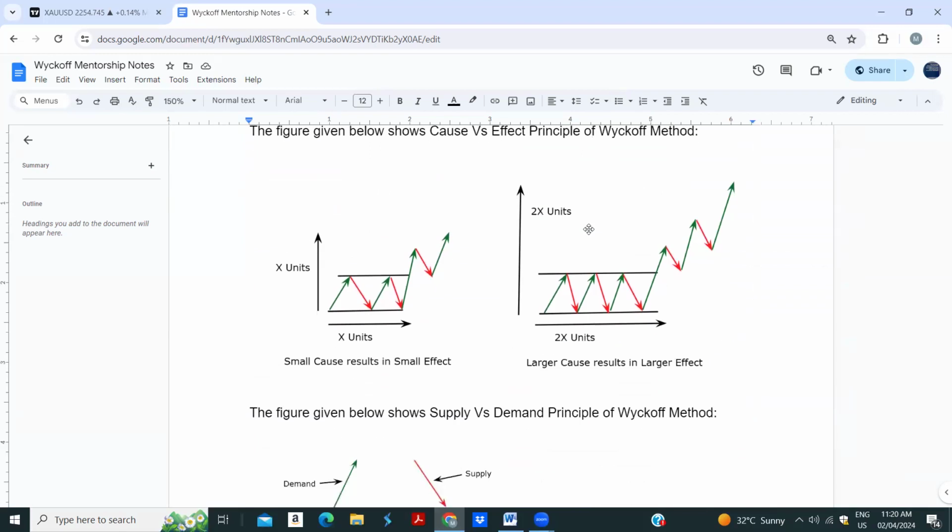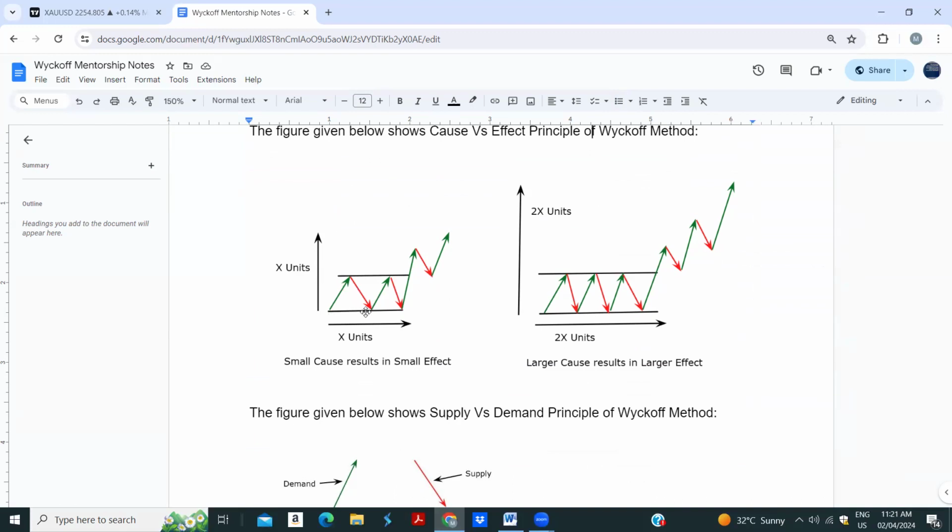I have told you previously that there are three types of markets. Number one is the uptrend. Number two is the downtrend. Number three is the ranging market or consolidation. So you can see here that we have a smaller cause here. We have a smaller range here. The range here, let's suppose it's X units. This range is the cause.